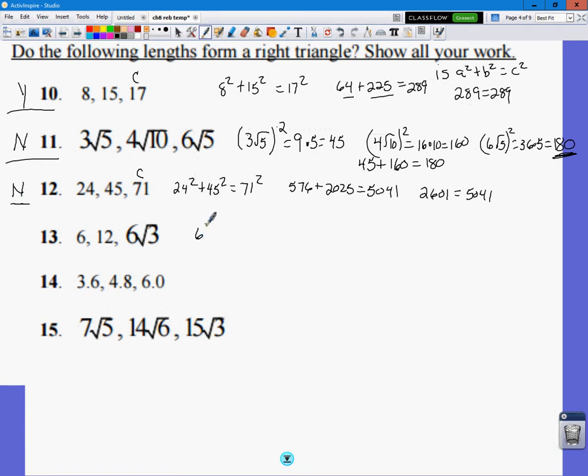Okay, 6 squared, 36. 12 squared, 144. 6 square roots of 3, squared. 6 squared is 36. The square root of 3 squared is 3. And 36 times 3 is 108. So when I'm looking at this, this obviously was my c side. So is 36 plus 108 equal to 144? And the answer to that is yes.